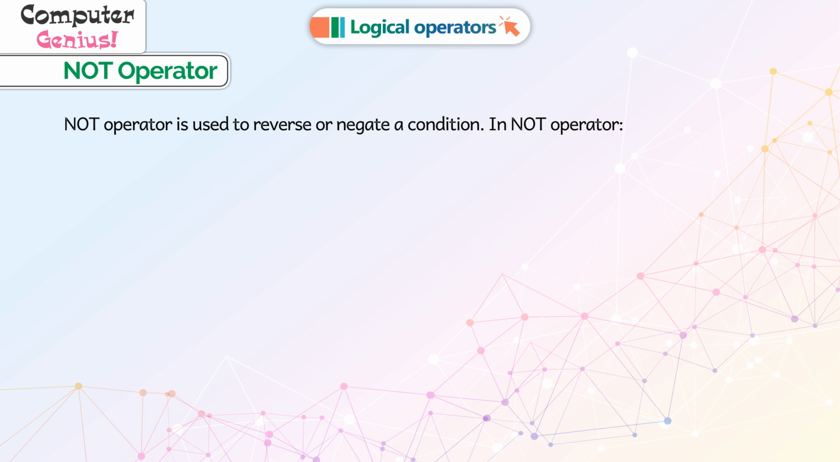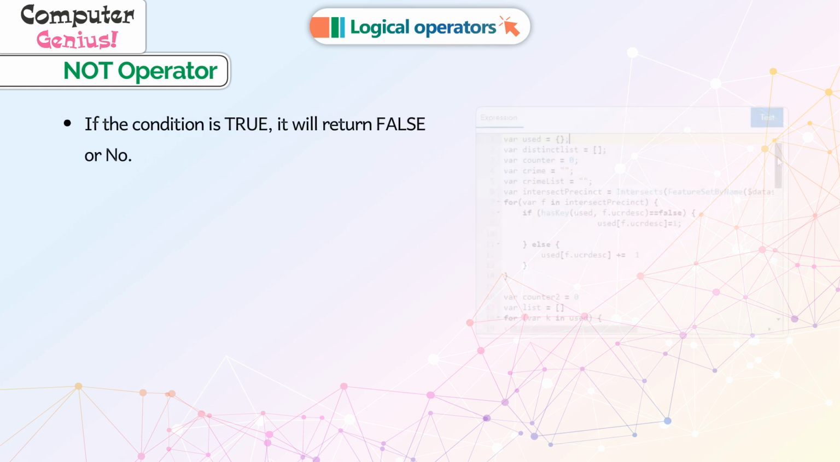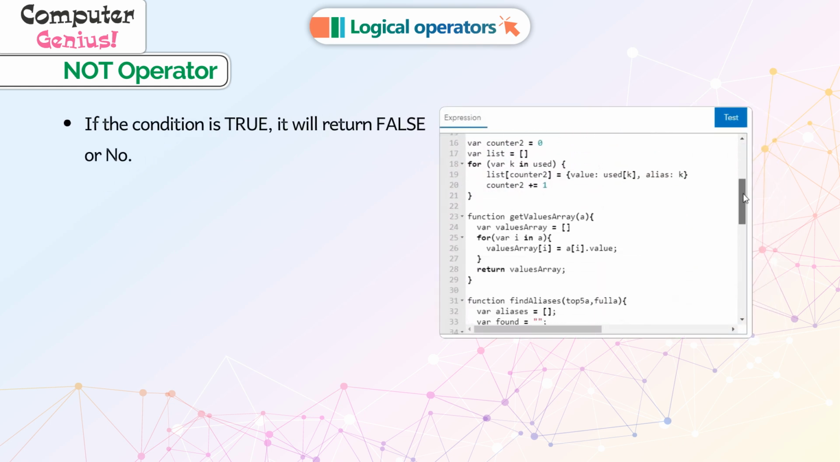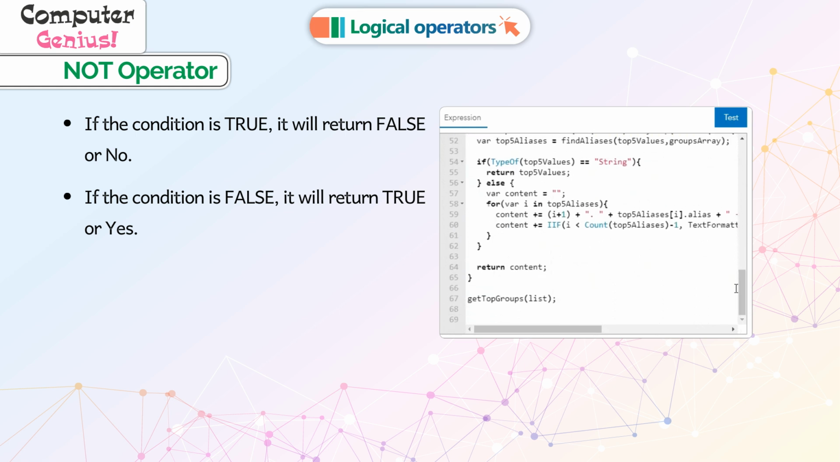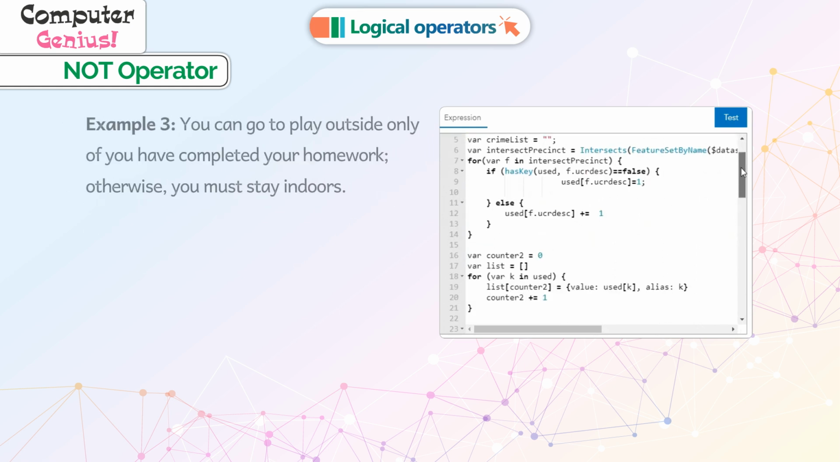NOT operator. The NOT operator is used to reverse or negate a condition. In the NOT operator, if the condition is true, it will return false or no. If the condition is false, it will return true or yes.